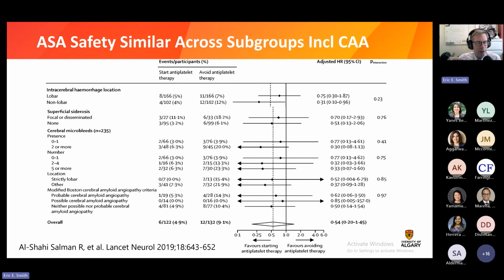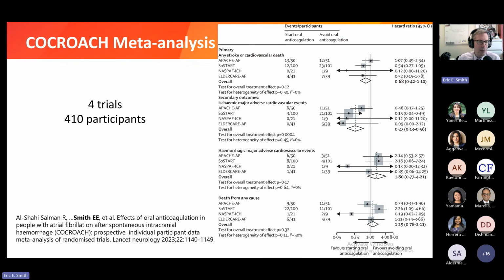When they looked at subgroup analyses, now it's getting down to very small numbers, so you can see the confidence limits are extremely wide here. But for what it's worth, there was no difference between strictly lobar and non-lobar hematomas, between those with and without superficial siderosis, or with or without a diagnosis of CAA by Boston criteria, although the confidence limits are so wide, ranging from 0.005 to 157, that we don't have much confidence in these results. But we'll get more data from the phase 3 trial, which is ongoing. And then there's the dilemma. So generally speaking, I'm comfortable with restarting aspirin in patients with CAA who've had a hemorrhage.